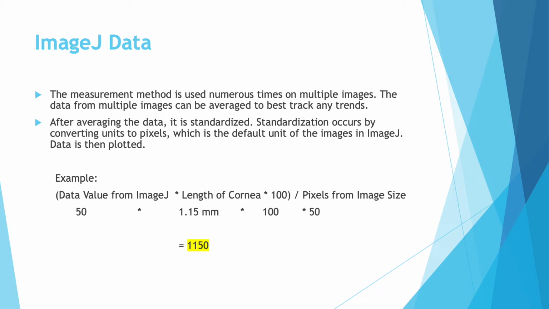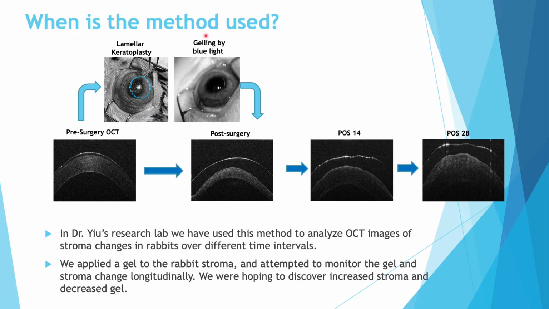Standardization occurs with this formula. The data value from ImageJ is first used, multiplied by the length of the cornea multiplied by 100, and all divided by the pixels from the image side. These are all hypothetical numbers, but if we calculated using this formula and these numbers, we'd get the value of 1150.